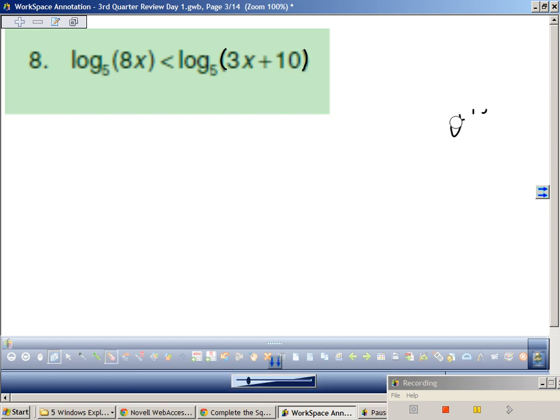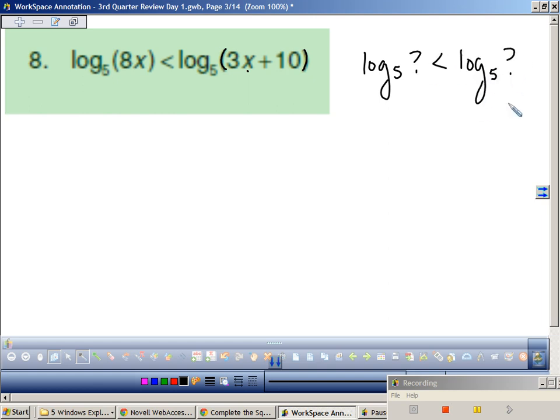So it's the same thing as saying this is just a number. It's just like this: log base 5 of question mark is less than log base 5 of question mark. What do I do with that? Yeah, we set them equal to each other, right?